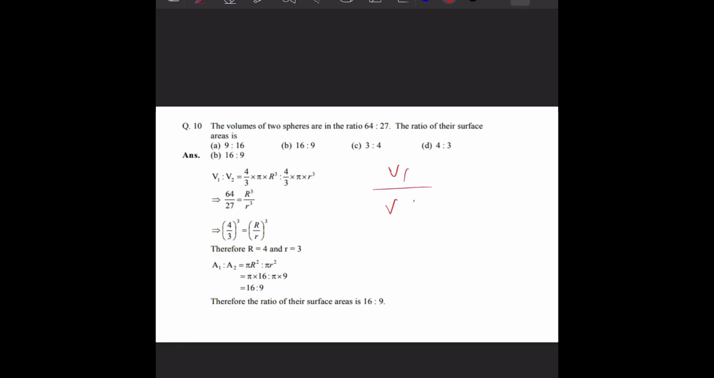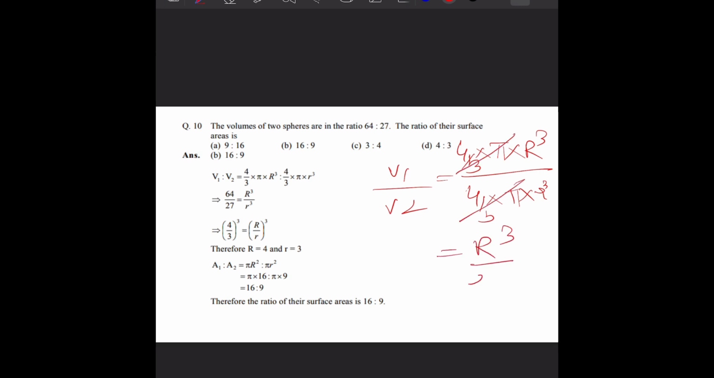V1 upon V2 is equal to 4 by 3 pi capital R cube upon 4 by 3 pi small r cube. 4 by 3 pi cancels. That will be R cube upon small r cube. This is what we got. Cube root on both sides. So we got capital R as 4 and small r as 3.